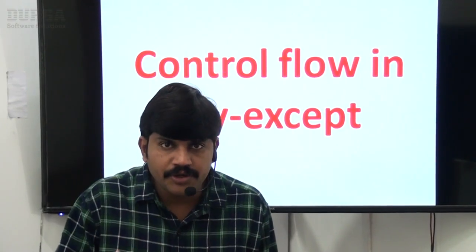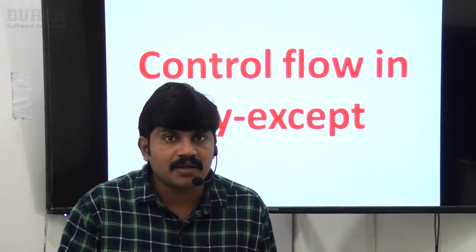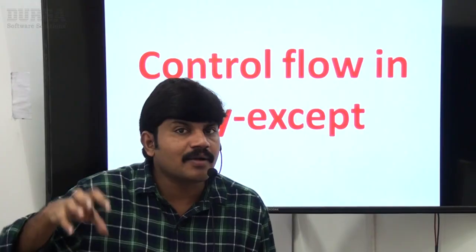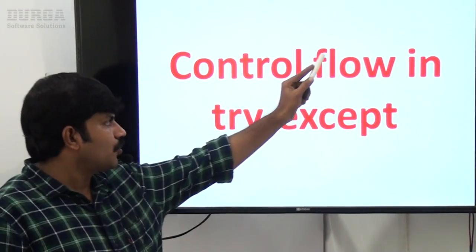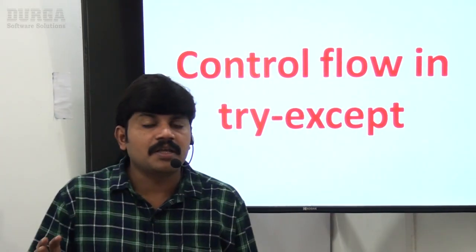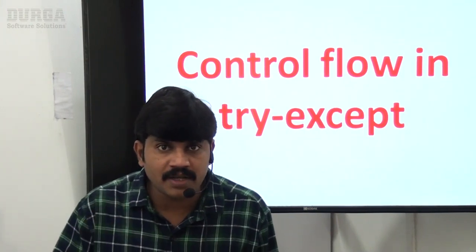Sir, in the last video, we covered the basic idea of the try except block. Now, I want to dig into the control flow inside a try except. Observe carefully, sir. Control flow in try except blocks: how will the flow be? If an exception is raised, what will happen? If an exception is not raised, what will happen?